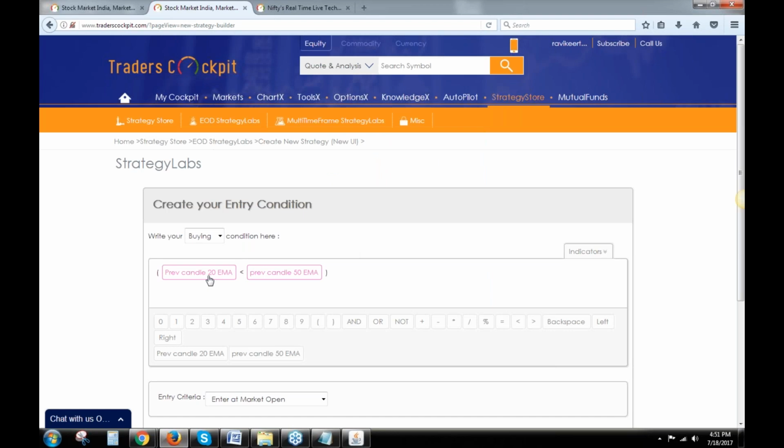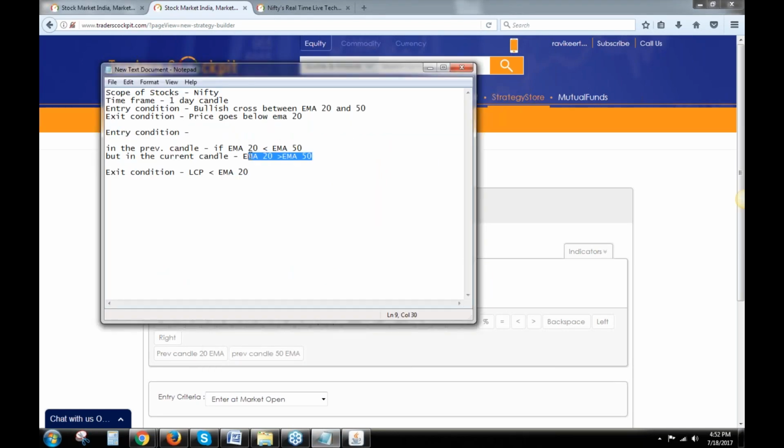So the first condition is created here. This is the first condition which has been created, and after that, this will be followed by the second condition, which is that in the current candle EMA 20 will be greater than EMA 50.